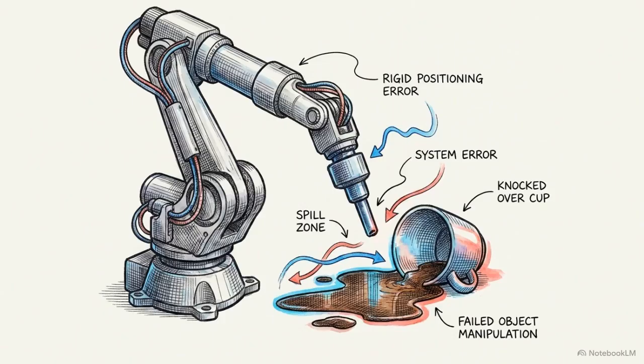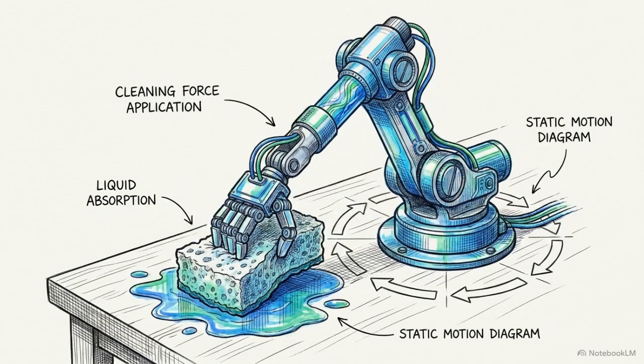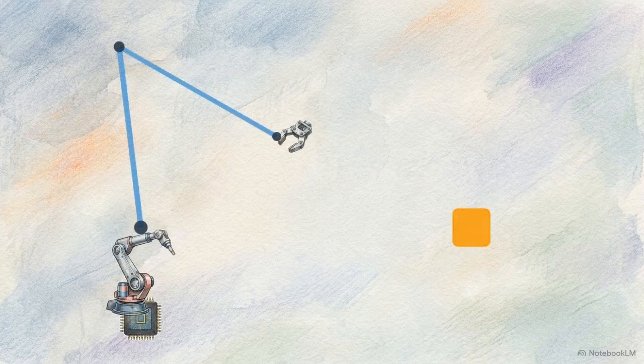A system that receives a command and executes it blindly is an open-loop system. True robotic autonomy requires a closed-loop system, where the machine continuously checks its own physical work. This wireframe demonstrates the closed loop. First, the controller issues a calculated command to the actuator, setting an intended path to grasp a target.